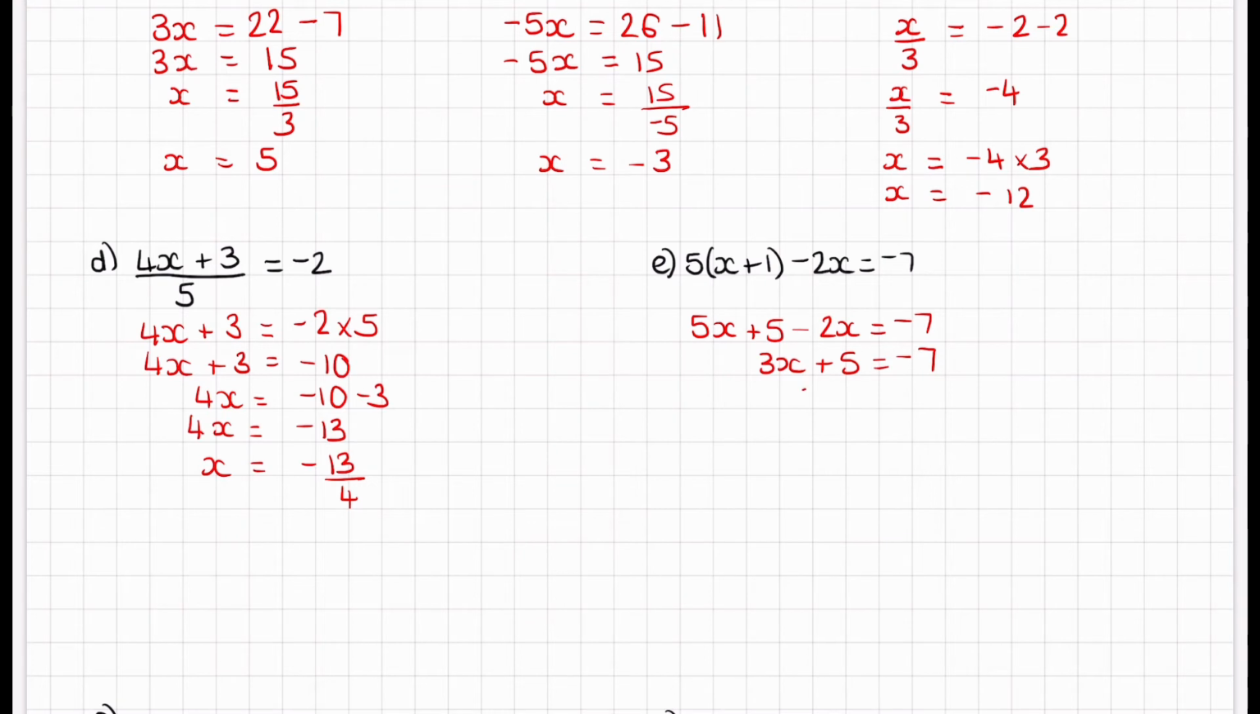And then from there, it's nice and easy. Next step, minus 5 from both sides, and then we can divide by 3. And our x value will be -4.